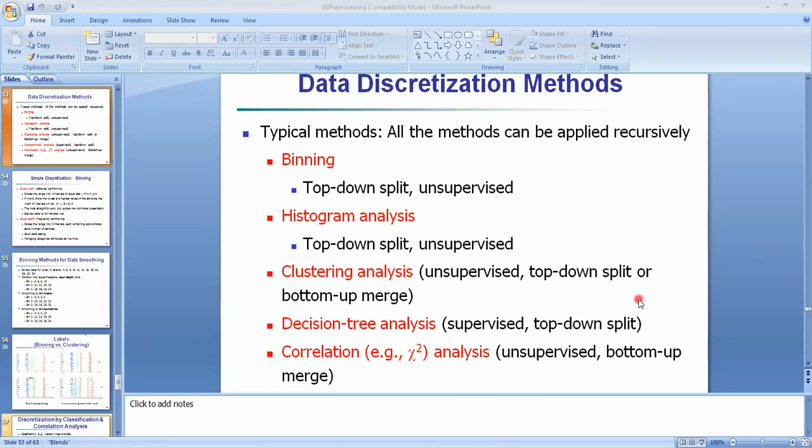The next method is correlation analysis, chi-square analysis, which we have seen. This is an unsupervised method, but it is a bottom up merge. That means you have split values and then you merge them. These are the methods of data discretization. We will see them one by one.